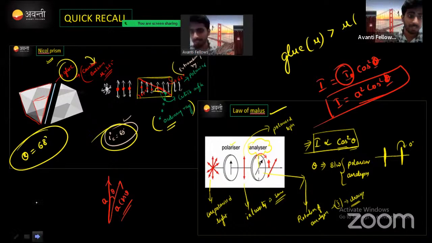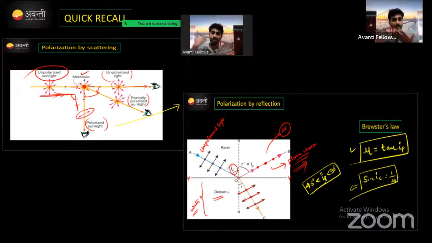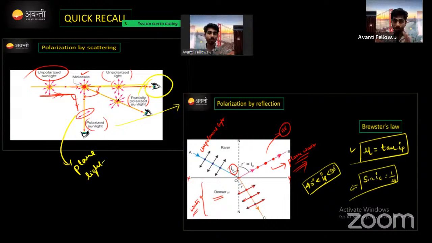Next thing is polarization by scattering of light in the atmosphere. When an electromagnetic wave comes from the sun and is incident on any molecule in our atmosphere, it is scattered. The scattering phenomenon we already discussed in our previous classes, right? After scattering, if you are watching the light perpendicular to the scattering direction, only then will you receive plane polarized light waves. If you are watching straight, you will again get unpolarized light. If you are making an angle, again you are getting unpolarized light.